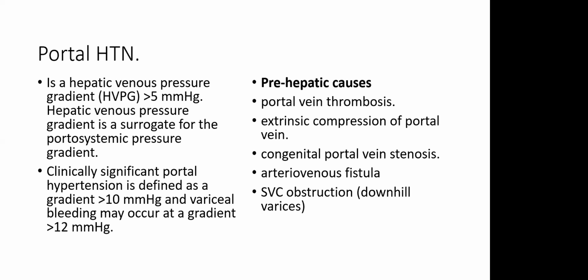Then we have portal hypertension. My colleagues have touched on this. It's an area where very soon this service will be available. I'm hoping by the end of the year we should be able to offer this. Portal hypertension is increased portal venous pressure, and most of the time it's defined by venous pressures of more than 10 millimeters of mercury. But this patient has a potential of bleeding when the pressures go beyond 12 millimeters of mercury.